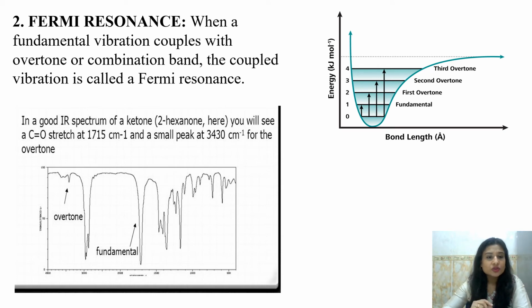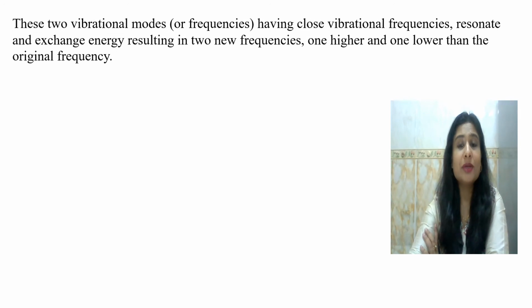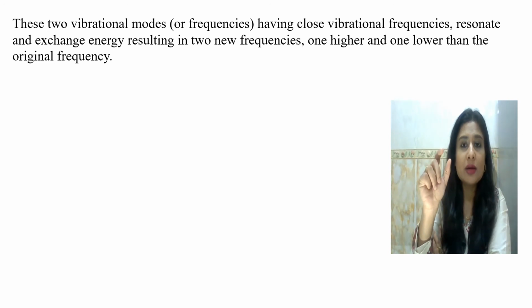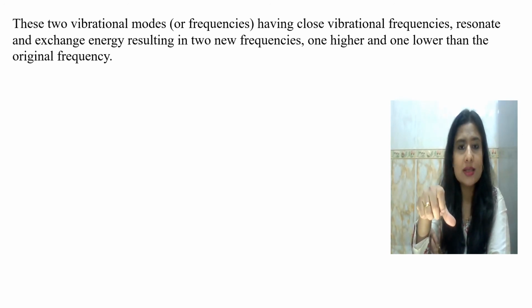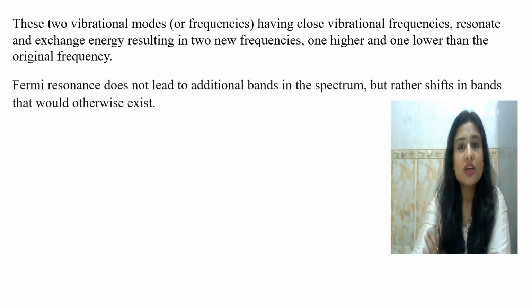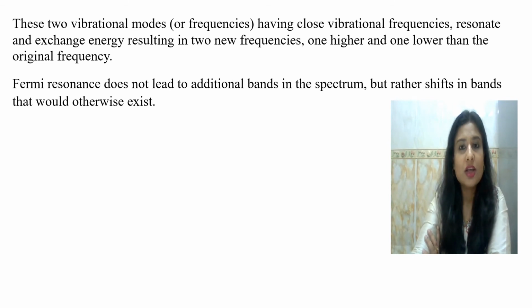See, in this graph I have shown you, there is an overtone band and a fundamental band of the carbonyl group. Okay, the position is quite similar. Now the two vibrational modes, the overtone band and the fundamental band, have almost similar frequencies, and therefore they resonate and exchange energies, giving rise to a shift in the absorption bands. Now Fermi resonance does not lead to additional bands in the spectrum. Instead, it just shifts the original absorption band to a different wave number.